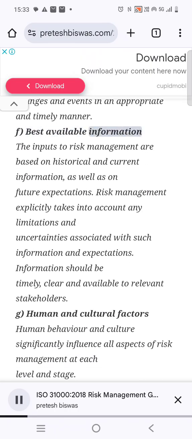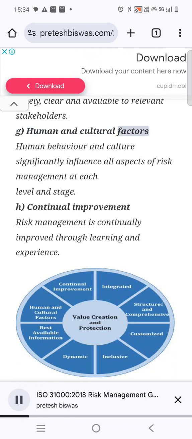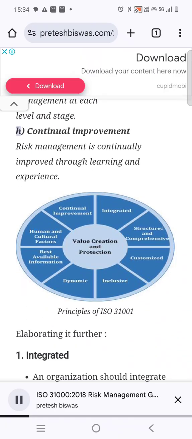F. Best available information. The inputs to risk management are based on historical and current information, as well as on future expectations. Risk management explicitly takes into account any limitations and uncertainties associated with such information and expectations. Information should be timely, clear, and available to relevant stakeholders. G. Human and cultural factors. Human behavior and culture significantly influence all aspects of risk management at each level and stage. H. Continual improvement. Risk management is continually improved through learning and experience.